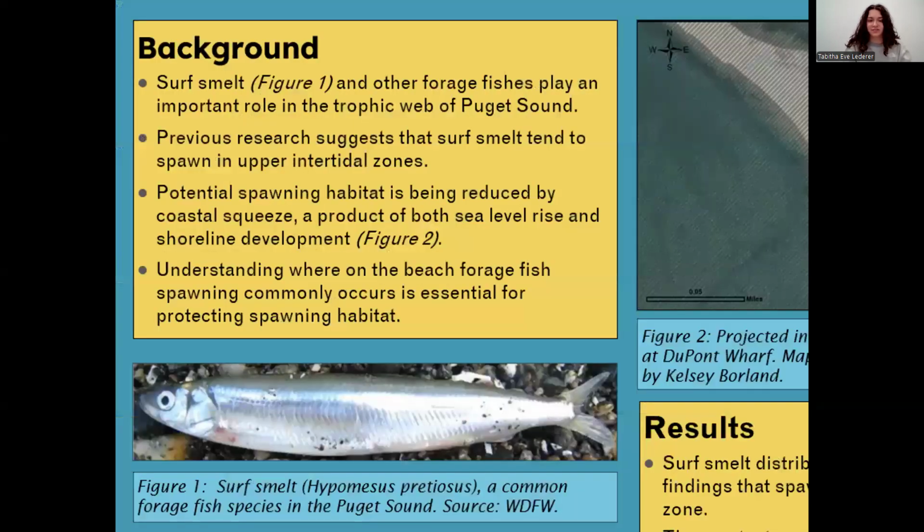Forage fish species such as surf smelt, which is pictured below, play an important role in the Puget Sound trophic web. They're an essential food source for ecologically and culturally important species like salmon, marine mammals, and birds, which makes forage fish a foundation species for many marine ecosystems. Existing research on surf smelt is pretty limited, but the studies that have been previously conducted suggest that surf smelt tend to spawn in the upper intertidal zones of shorelines.